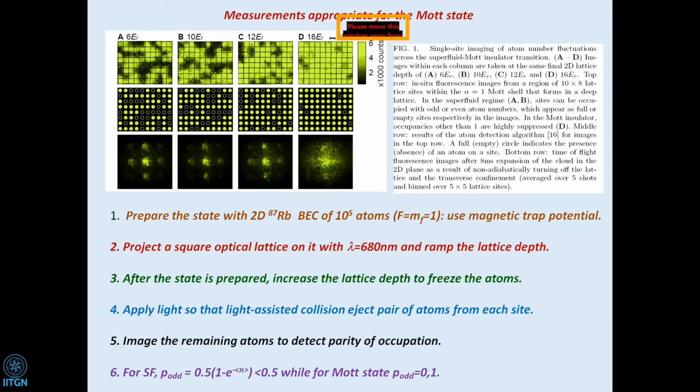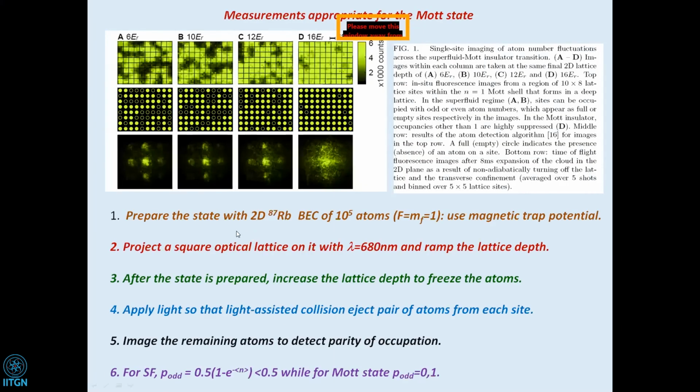But what Markus Greiner's group did is that they could actually take a picture, a single site imaging of these atoms, which was done in a very nice way. First, they prepare the state. So here is the procedure. First, they prepared a 2D system of 87 rubidium atoms, a Bose-Einstein condensate of roughly 10 to the power 5 atoms, at F equal to 1, and they used a magnetic trap potential. So this is their basic system.